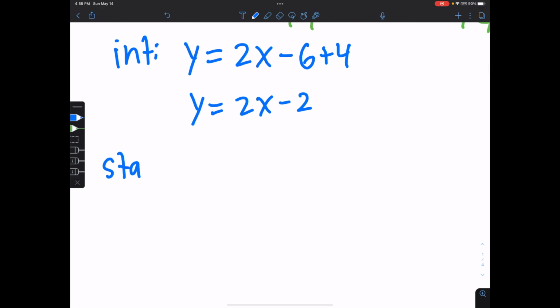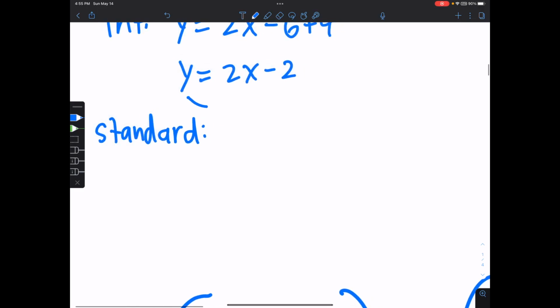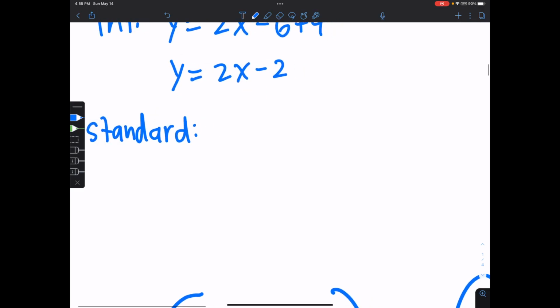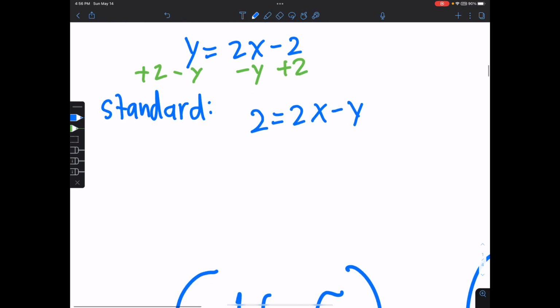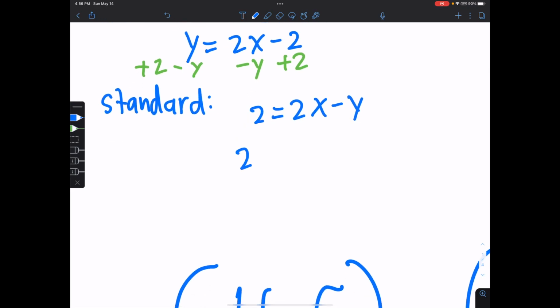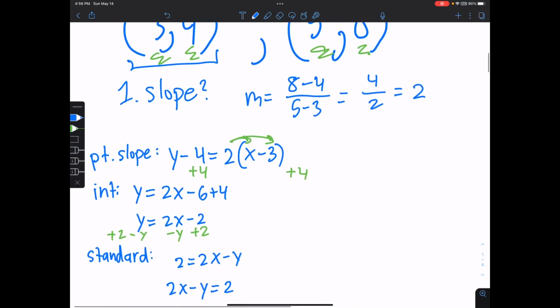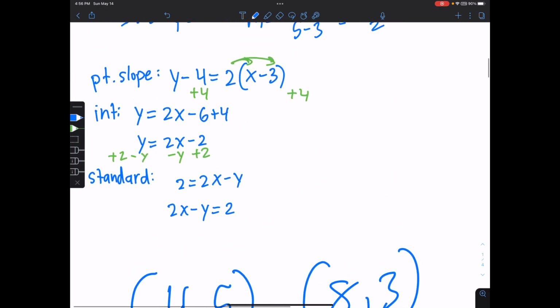To convert it to standard form, we just need to move the y to one side, and then move the 2 to the other side. So we can subtract y on both sides, and then we can add 2 on both sides. So on the left side we will get 2x minus y, and on the right side we will get 2. We can rearrange this as 2x minus y is equal to 2, and we got it.